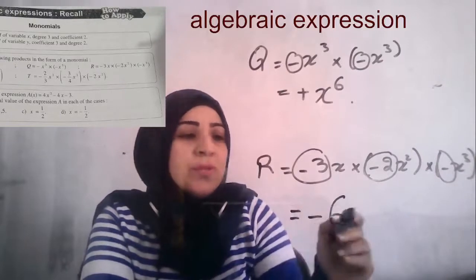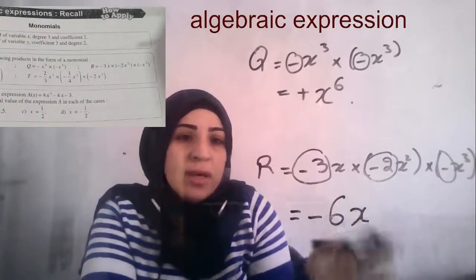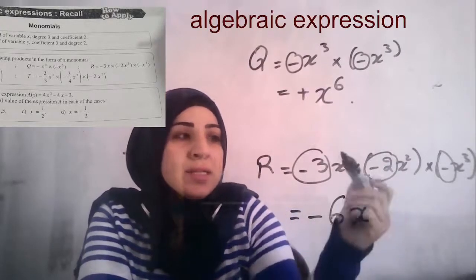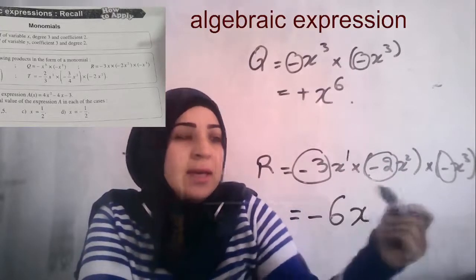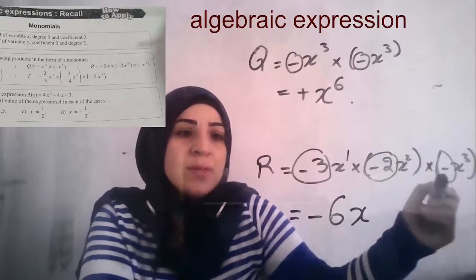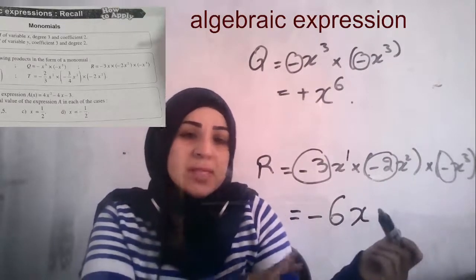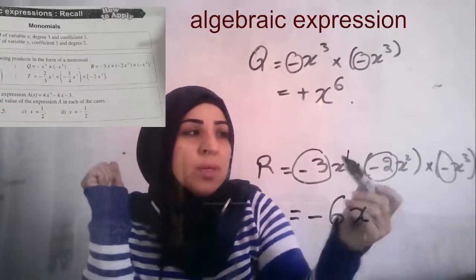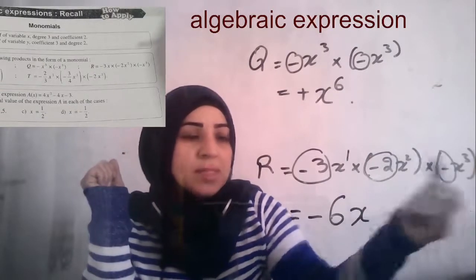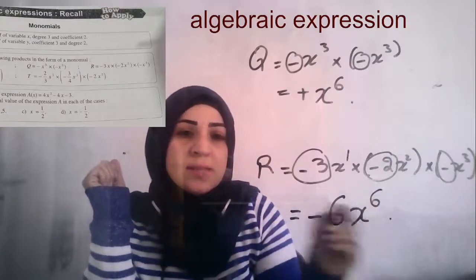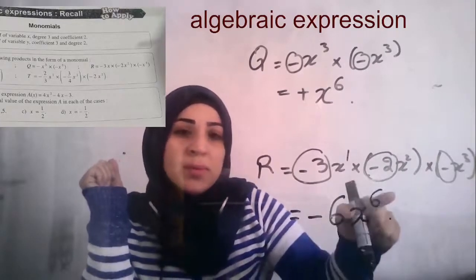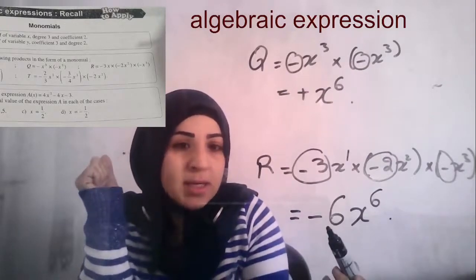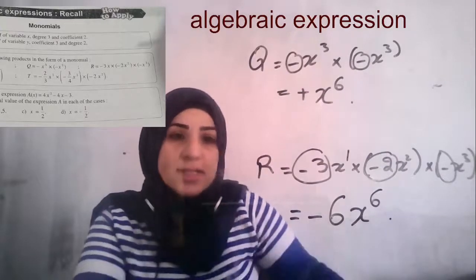Let's move to the variables. Definitely we have x, since x is multiplied by x squared by x cubed. Here, x is to the power 1, and x power 2 is multiplied by x power 3. We have the same base, different exponents, so I have to add them. 1 plus 2 is 3, and 3 plus 3 is 6. So our answer is minus 6x to the power 6. Here the variable is x, the coefficient is minus 6, and the degree is 6.